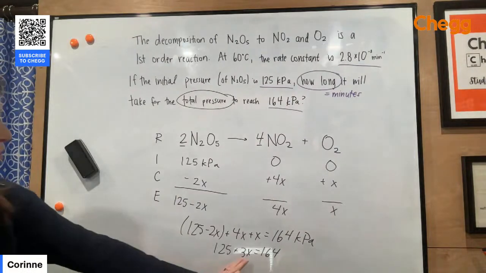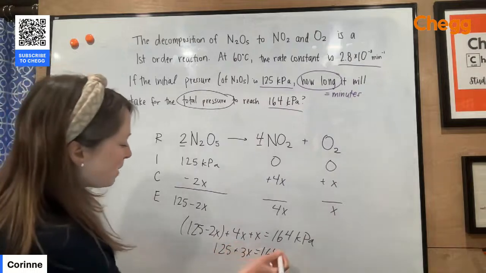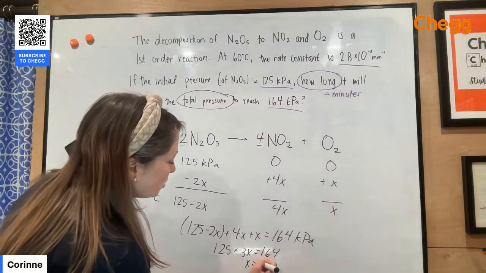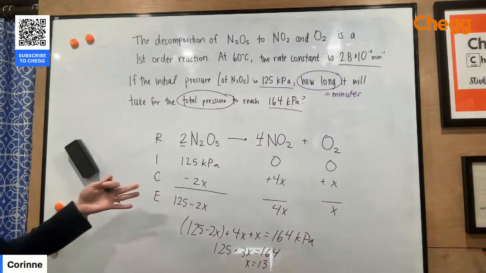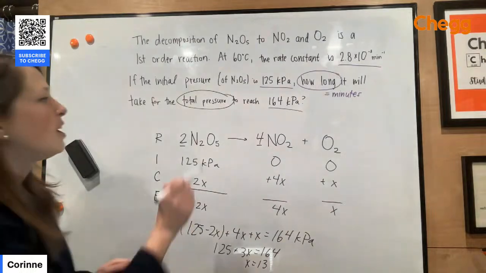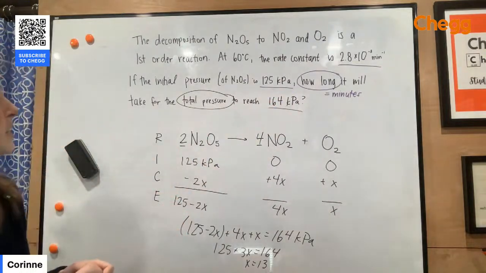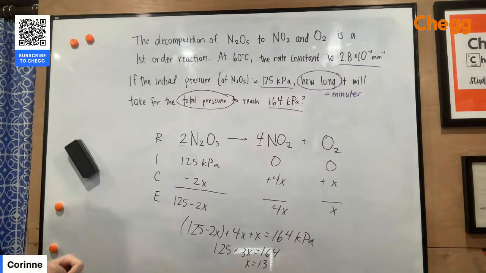So now all I have to do is just do some rearranging. I subtract 125, I divide by 3, and I get x is equal to 13. All right, so now I can use that. And you're like, wait, okay, why did we just do that, right? The goal is to figure out how long it's going to take for us to reach this point where the total pressure is 164 kilopascals.